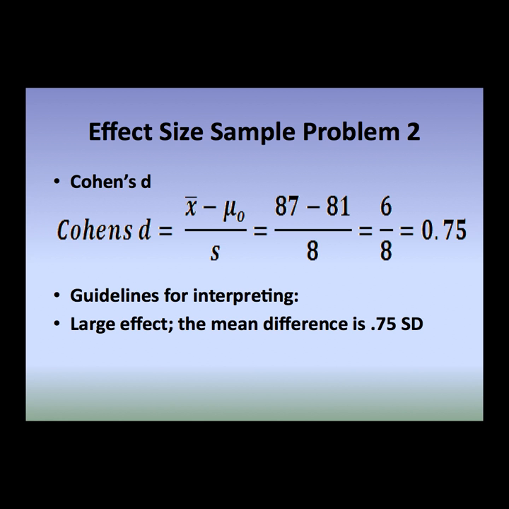Considering the effect size for sample problem 2, we look at the difference between x bar and mu naught, 87 minus 81, divided by the standard deviation of 8. For this problem, the effect size is 0.75. Again, this indicates a large effect, a difference of approximately 0.75, or 3/4, of a standard deviation.